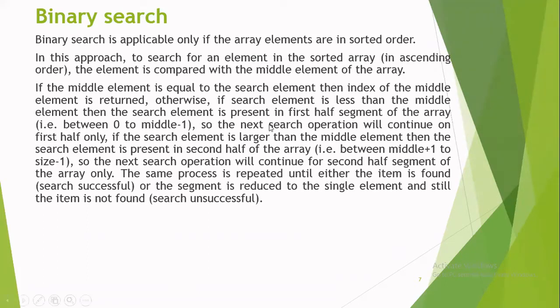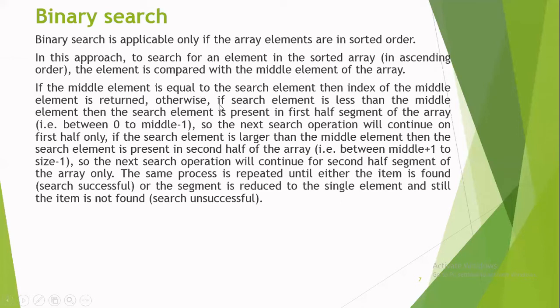Let us now discuss how this binary searching technique works. In this approach, to search for an element in the sorted list, first we are going to find the middle element of the array. Here I have assumed the array elements are arranged in ascending order. After finding the middle element of the array, we are going to compare the middle element with the search element. If the middle element is equal to the search element, then the index of the middle element is returned.